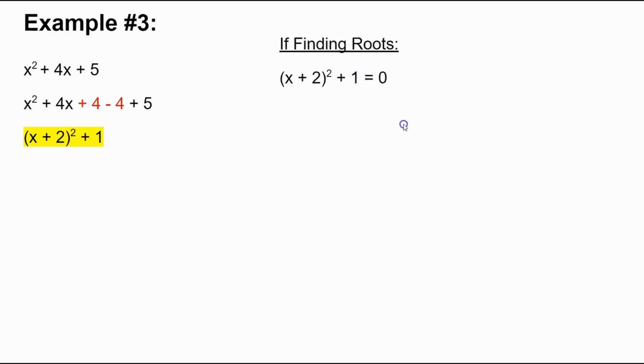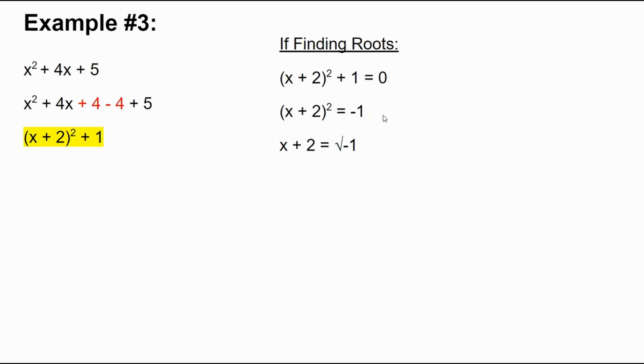Now let's find the roots. So we set the whole function equal to 0. Okay. Now we want to move this constant to the other side. So we now have x plus 2 squared is equal to negative 1. And now we want a square root. And, well, that's a problem. Square root of negative 1. That is an imaginary number. It's a number that doesn't actually exist.